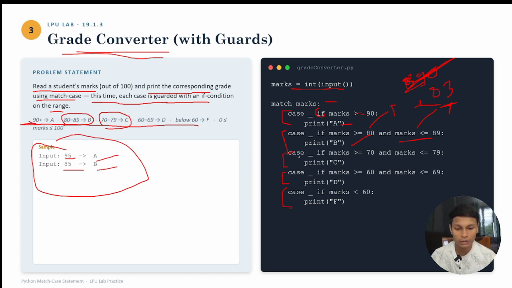Similarly, here you can see another case for marks is greater than equal to 70 and marks is less than equal to 79. What are we going to print? We are going to print C. Then for the D case, you can say less than equal to 69 and greater than equal to 60. So what are we going to print? We are going to simply print the D value, and if it was less than 60, we are going with F here. So all these things we covered.